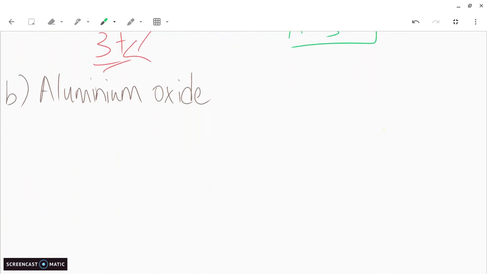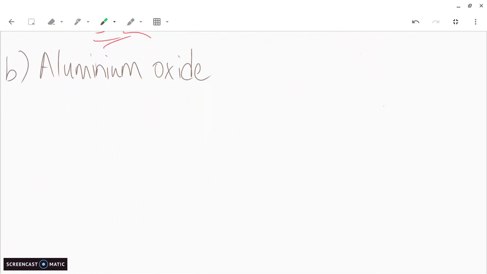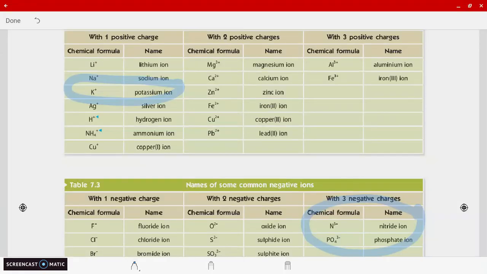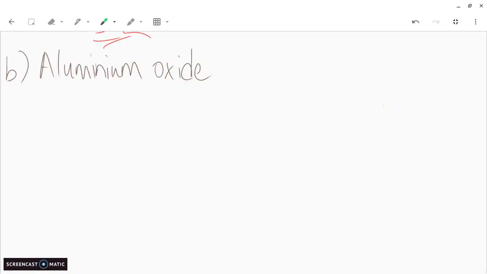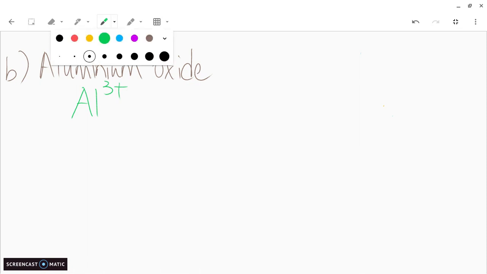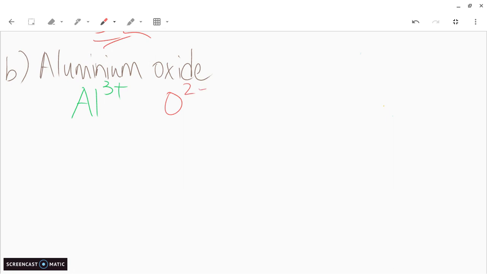All right, now let's move on to the next question. We have aluminum oxide. The first thing to do is to check the ions, what type of ions. The chemical formula for aluminum ion is Al3+ on the top right, whereas for oxide ion in the bottom over here it is O2-. So when we go back, let's write it down. Aluminum ion is Al3+, whereas oxide ion is O2-.